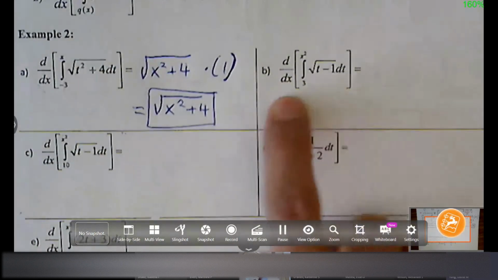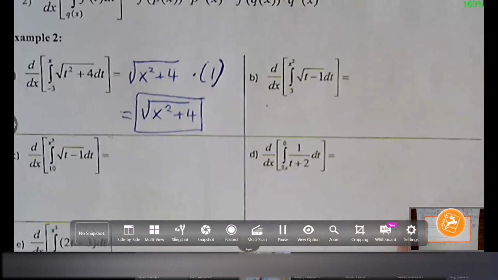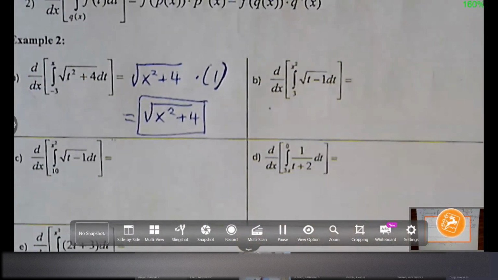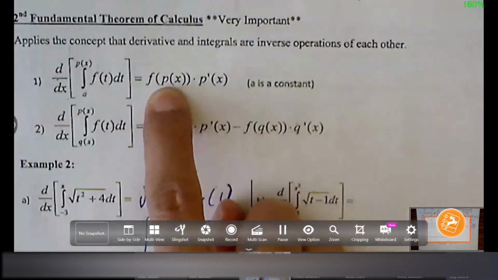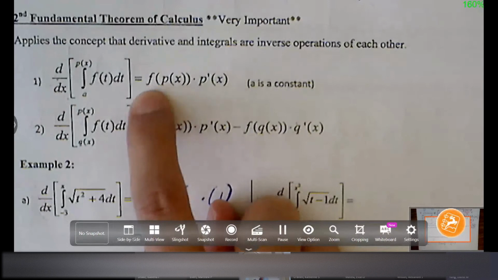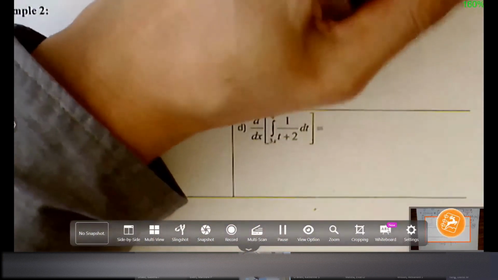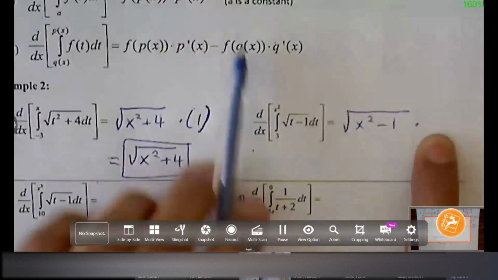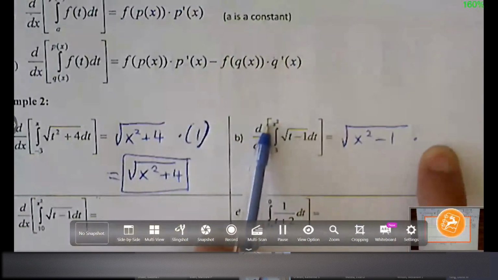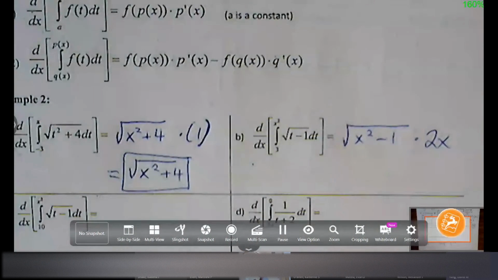Okay, let's look at part B. Again, we see the same process here. We just have to make some slight adjustments with our expression. So replace t with, yeah, that's what this notation says. It just means I'm going to put my upper bound into whatever I see in my expression, times p prime. What's my upper bound's derivative? 2x. My lower bound is the constant. We can ignore it. It'll just go away. So this is it.